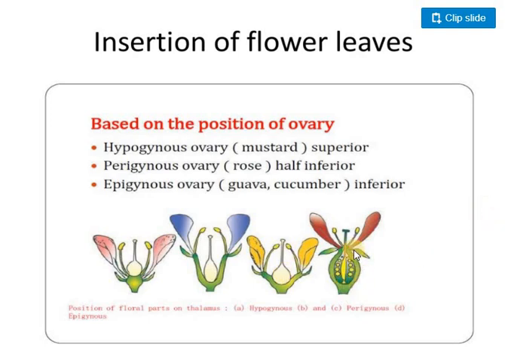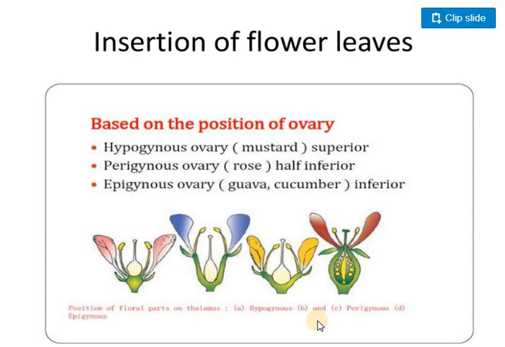And the last one, if you see this diagram, the thalamus has formed as a wall over the ovary. The thalamus has formed like a layer outside the ovary. So the ovary is engulfed in the thalamus. All other floral whorls are produced on the rim. All the other floral whorls are arranged on the upper rim. And this kind of arrangement is called epigynous ovary or epigynous condition.